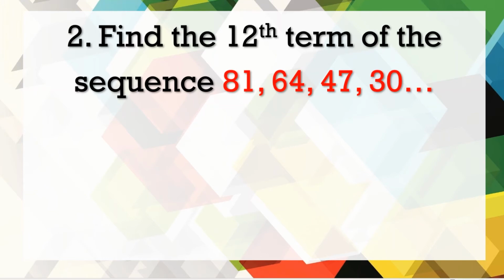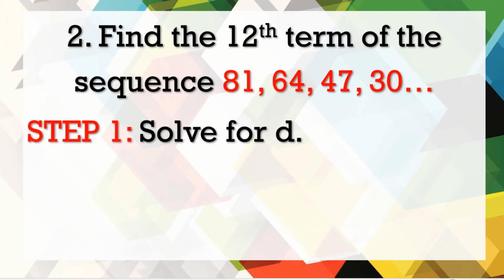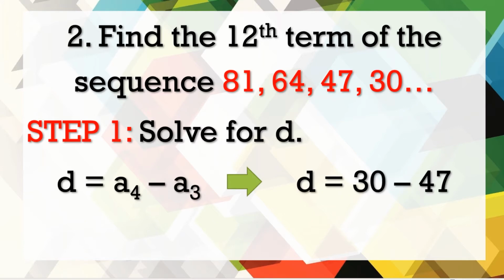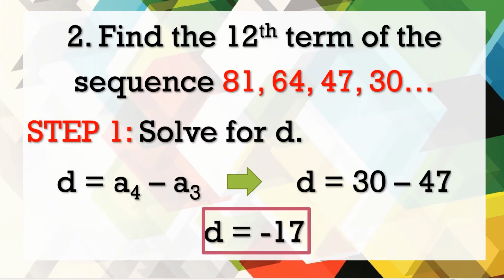Find the 12th term of the sequence 81, 64, 47, and 30. Step 1, we need to find the common difference. This time, let us use the fourth term and the third term. 30 minus 47, that is -17. Now let us proceed with the second step.